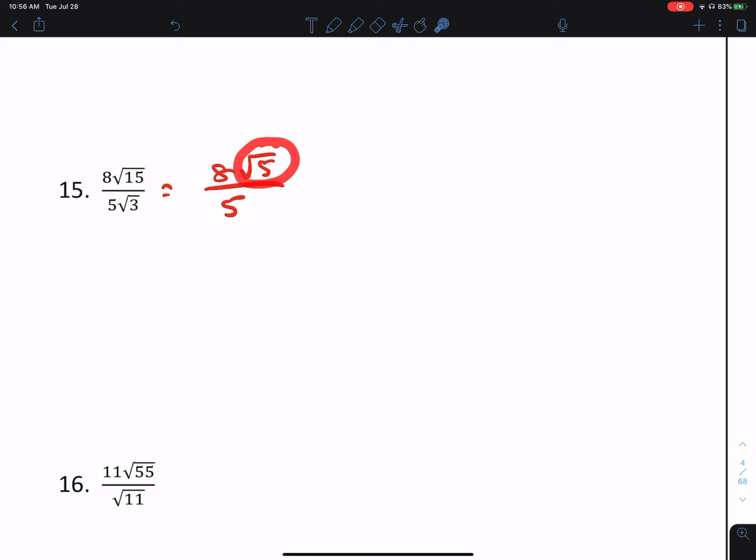Is this radical simplified? Yes. Can you simplify this radical with a radical on the bottom? No, there's no radical on the bottom. Can you simplify 8 divided by 5? That answer is also no, so it's finished.